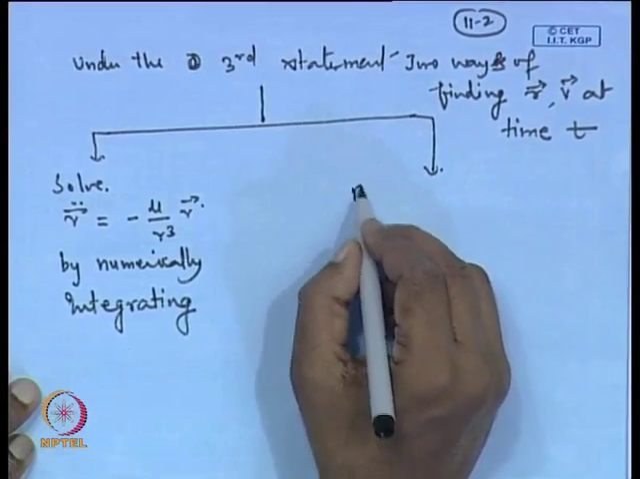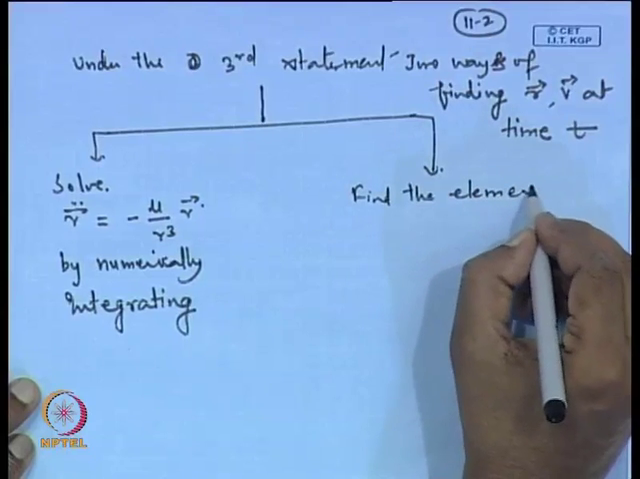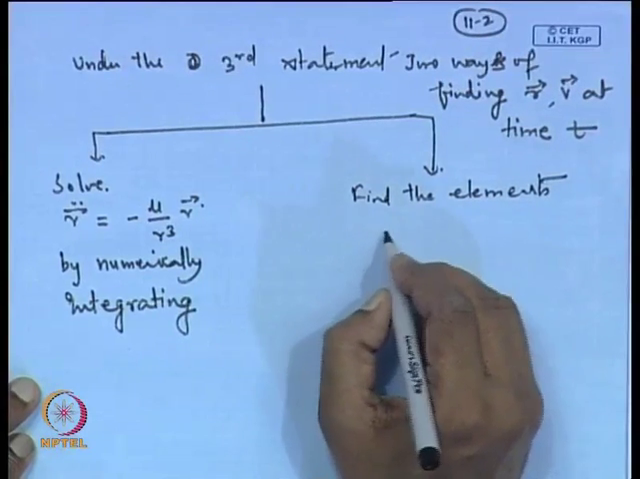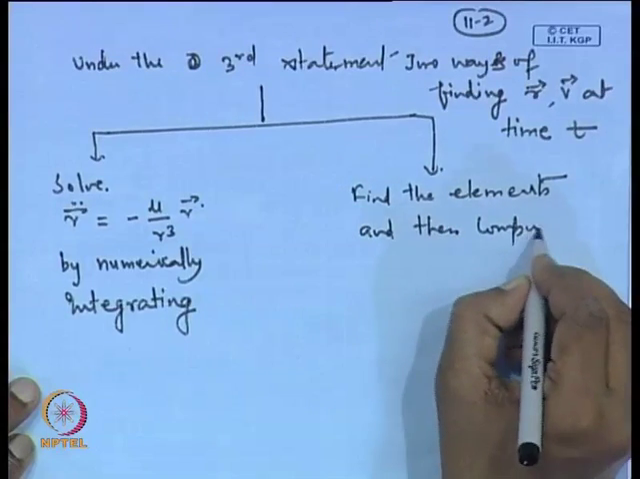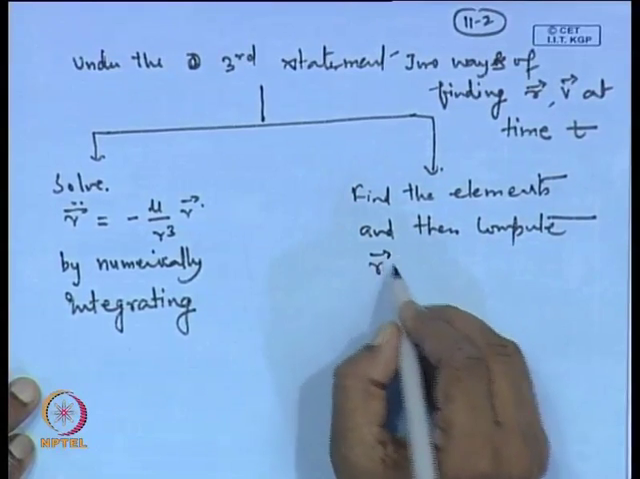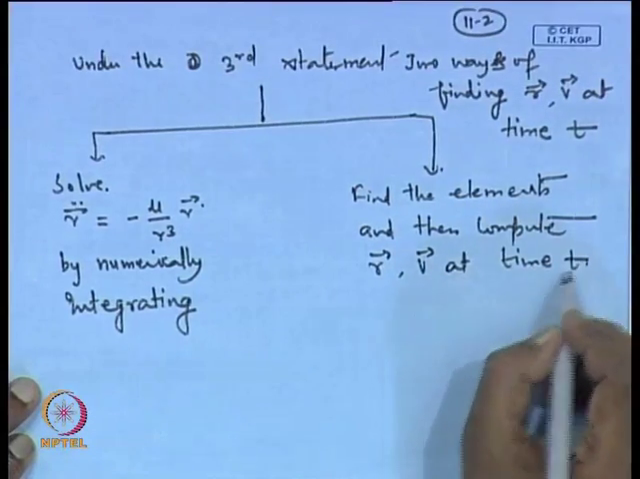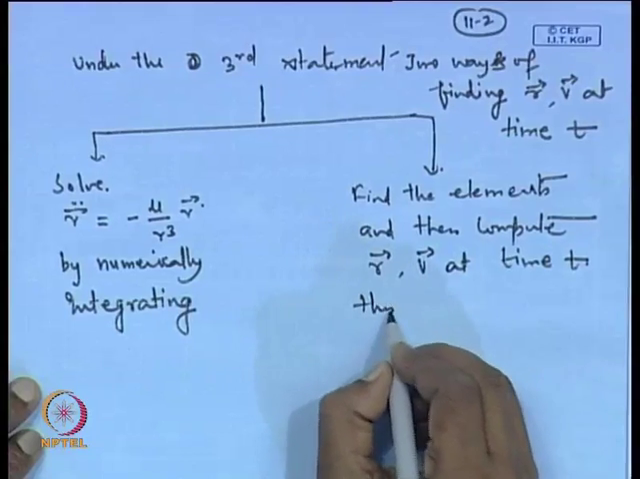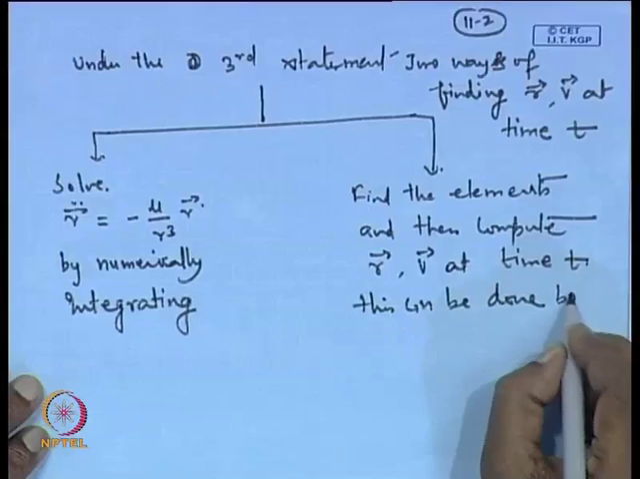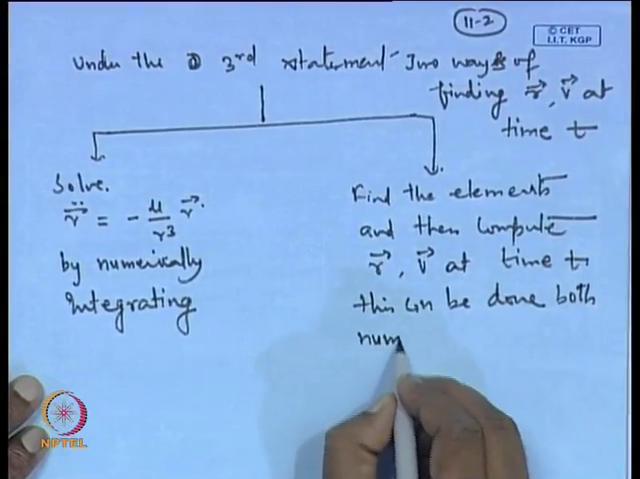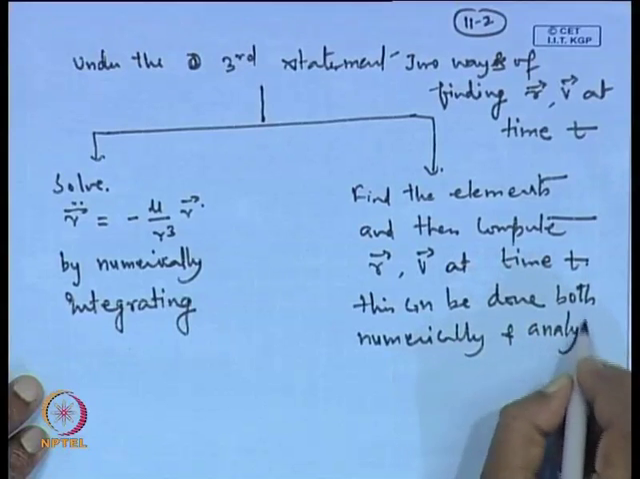The second one is to find the elements and then compute r, v at time t. This can be done both numerically and analytically.